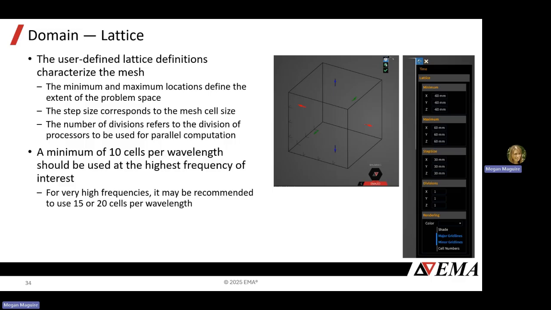Moving on to the lattice part, the minimum and maximum locations for the lattice can be defined. The step size corresponds to the mesh cell size, and the number of divisions is the number of divisions used for processors and parallel computation. As I mentioned before, you want to have at least 10 cells per wavelength at your highest frequency or your smallest wavelength. For very high frequency problems, you may want to increase the number of cells to 15 or 20, maybe even higher.